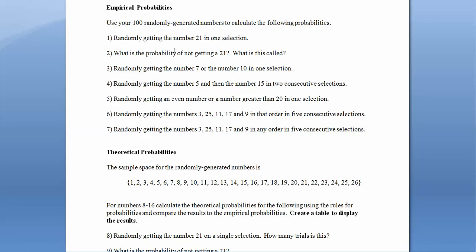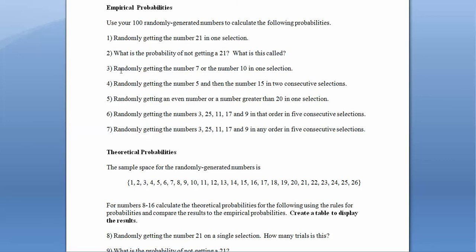Number 2, what's the probability of not getting 21? That's called the complement. That's all the things you're not looking for. So there would be everything else, not the 4 out of 100, but all the other ones divided by 100. And so on. So these first 7 questions really shouldn't take you very long at all, because you're not going to try to generate any formulas. Just look at the 100 numbers, and that's it.